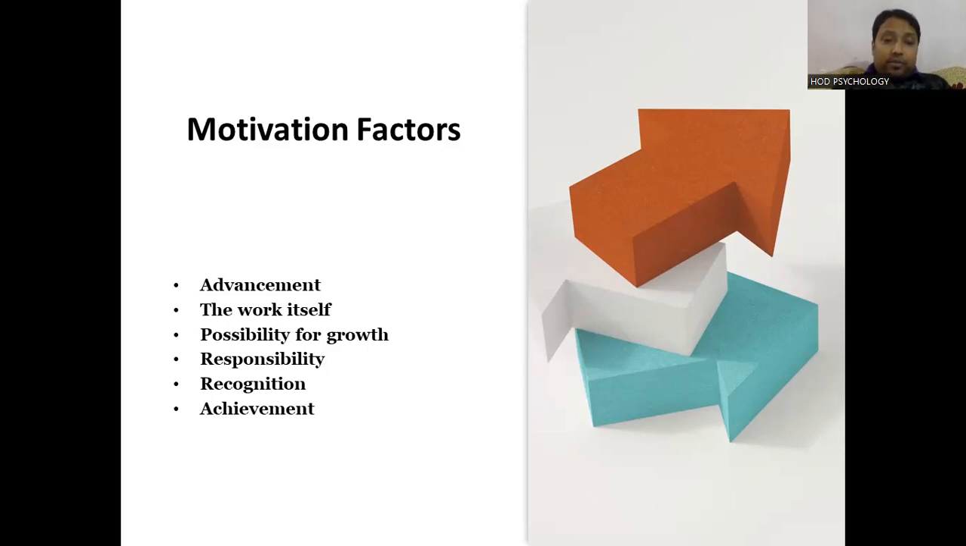Possibility for growth can be another motivation factor. This exists in the same vein as Maslow's self-actualization. They are opportunities for a person to experience personal growth and promotion in the workplace. Personal growth can result in professional growth, increased opportunities.